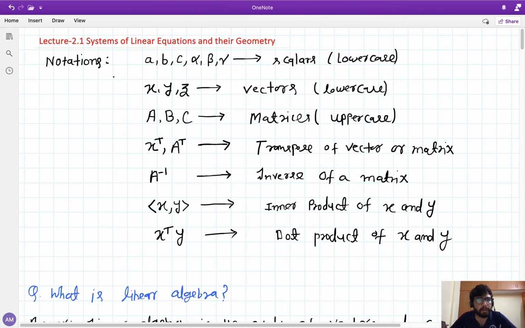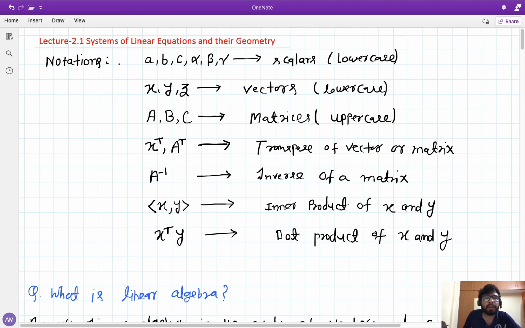Today we will be learning about systems of linear equations and their geometry. We won't be solving systems of linear equations. We will just learn about them and their geometrical interpretations, and we will see in how many ways we can think of a system of linear equations and their solutions. Later on, after a few lectures, we will actually be solving them. So today is just the intro of the problem statement and different points of view on it.